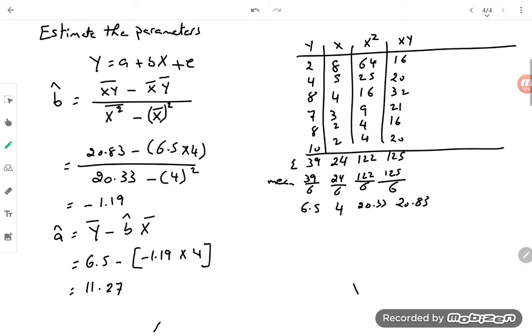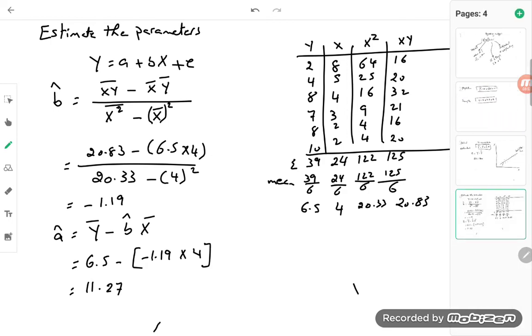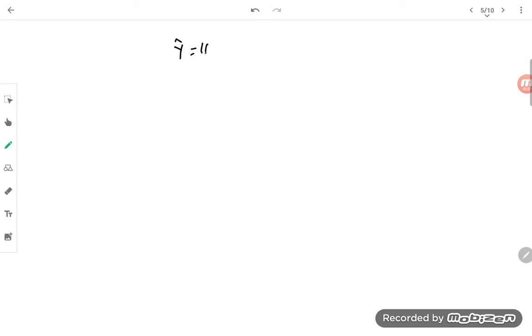So now we can write the equation as y hat equals 11.27 minus 1.19x. This is the estimated value of the equation. From this, we can answer the 5 questions that we would like to study the relation between y and x.